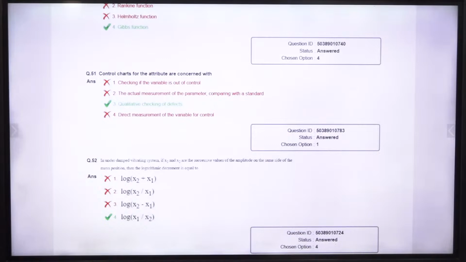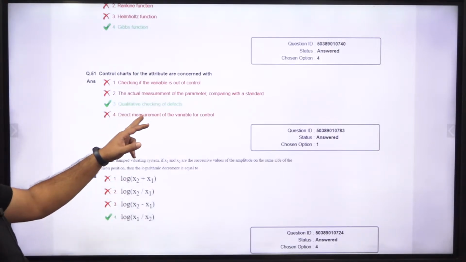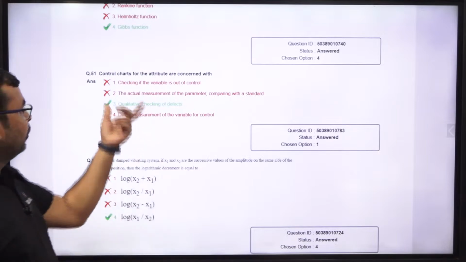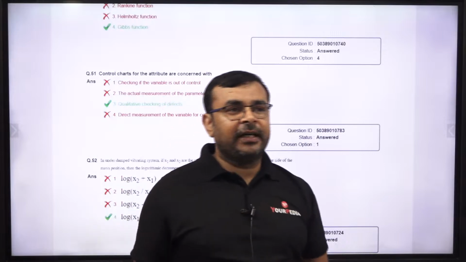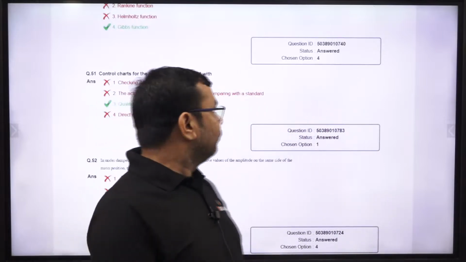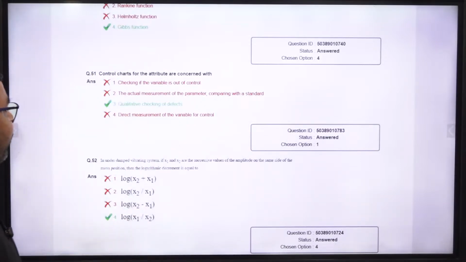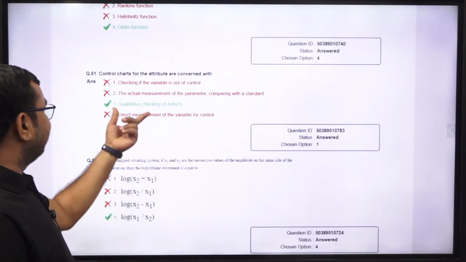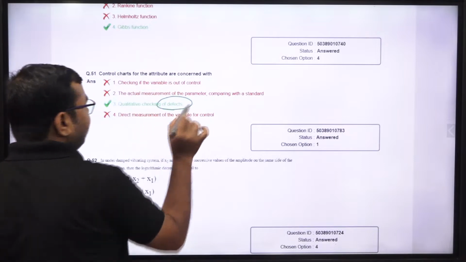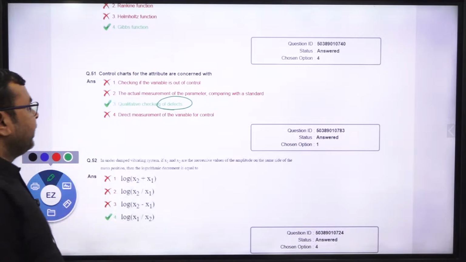And what about this? The control charts for the attributes are concerned with checking if the variable is out of control, the actual measurement of the parameters comparing with the standard, qualitative checking of the defects, direct measurement of the variable for the control. So actually we have two types of control charts. One is control chart for attributes, another one is control chart for variables. Yes or no? The control charts for the attributes are used for checking defects only. Is it clear?